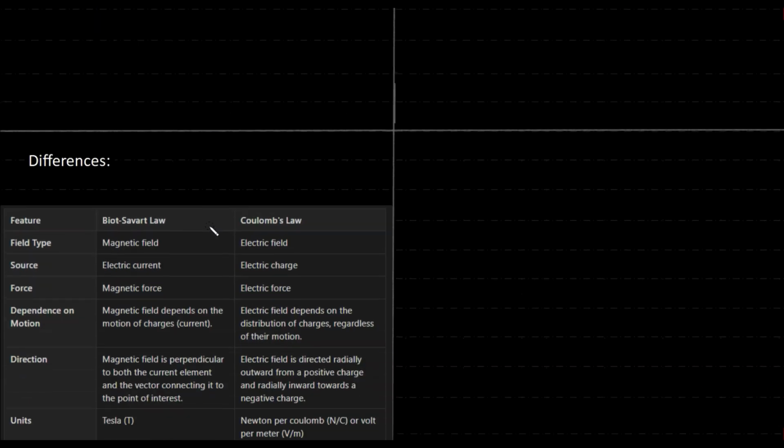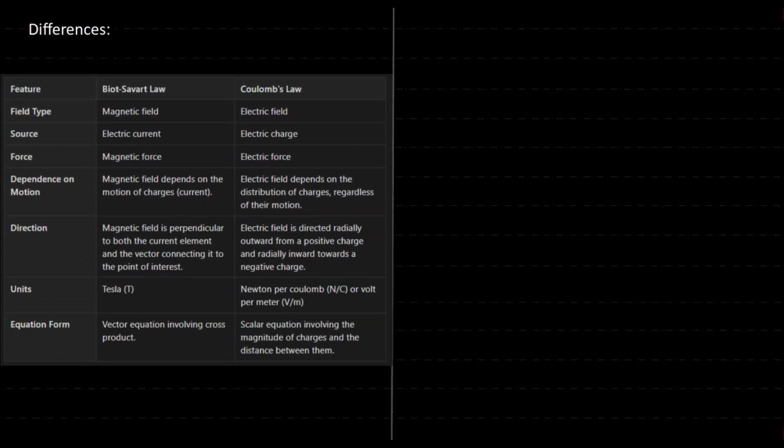Okay, yes. While we have the difference in this manner. So field type, obviously, is magnetic field, and your Coulomb's law has to do with electric field. Source is current and charge, right? So current is what? Moving charges. And these are just charges. It can be moving or at rest, it won't matter. So the force is magnetic in nature and this is electric.